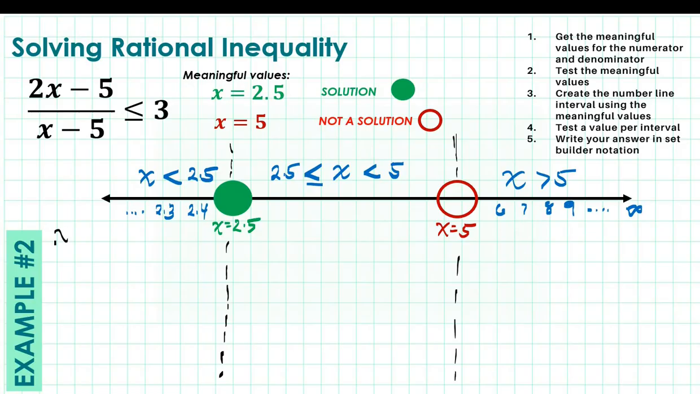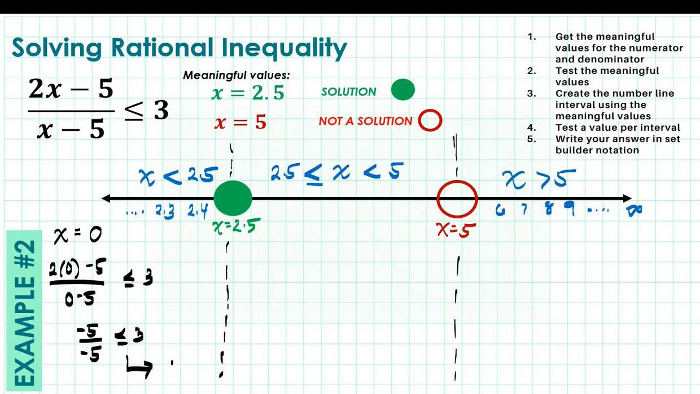For the first section, let's get a value of x that is less than 2.5. It can be decimal, it can be a whole number, so I'll just have 0 so that I will not deal with any decimal. It can be any number anyway, less than 0. So substituting the value, that gives us 2 times 0 minus 5 all over 0 minus 5. Is it less than or equal to 3? So for the numerator, that becomes 0 minus 5, that's negative 5. For the denominator, that's also negative 5. Less than or equal to 3. This will give you positive 1. And it is indeed less than or equal to 3. And so, this means that this interval will satisfy the inequality and is a solution to the inequality.